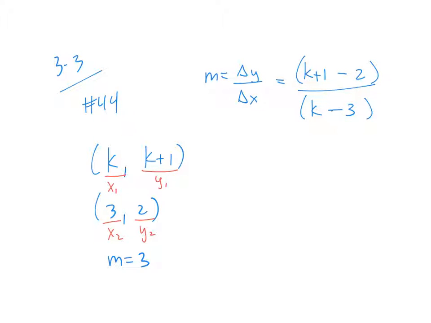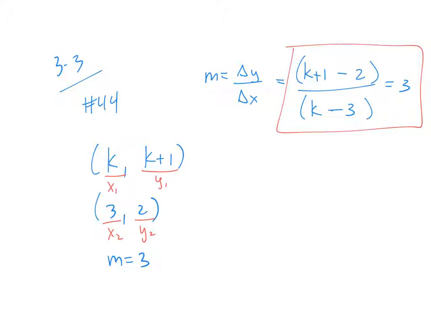Okay? And now this has to equal the slope of 3. We're told that the slope literally is 3. So that fraction equals 3. So set this fraction equal to 3, and go ahead and solve this. It's not hard. Just cross multiply or just move things around.